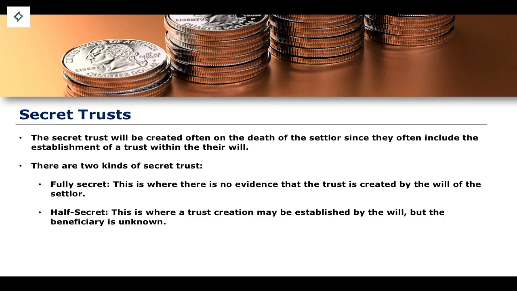You may also have a half-secret trust. This is where the trust creation can be established by the will. We can see that a trust is established upon the terms of the will, but maybe the beneficiary is unknown, and so as a result it is considered to be a half-secret trust. The fully secret trust suggests that there is no evidence of the trust in the first place, but a half-secret trust accepts that there may be evidence of the trust, but maybe no evidence of who the beneficiary may be.